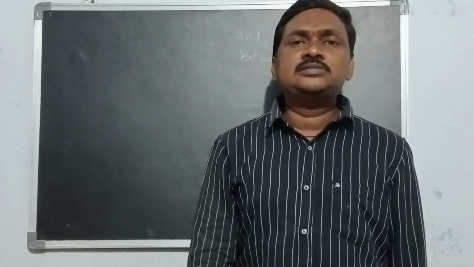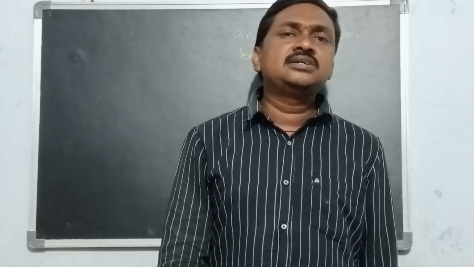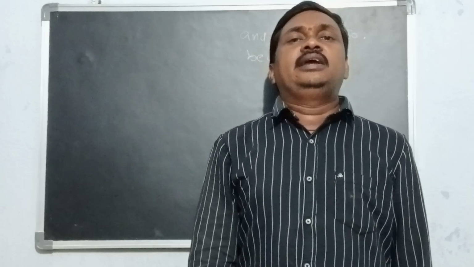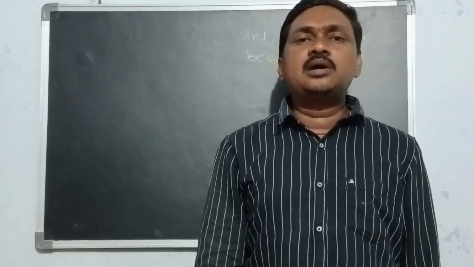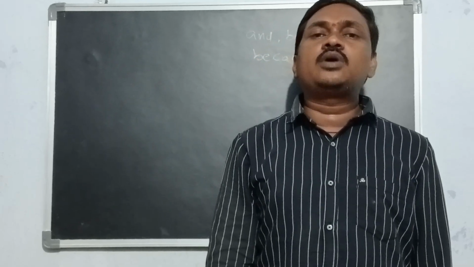What is a main clause? Main clause is a clause which should have subject and finite verb. It gives complete meaning. So main clause is independent clause. It does not depend on others. What is subordinate clause? Subordinate clause is a clause which does not give complete meaning.